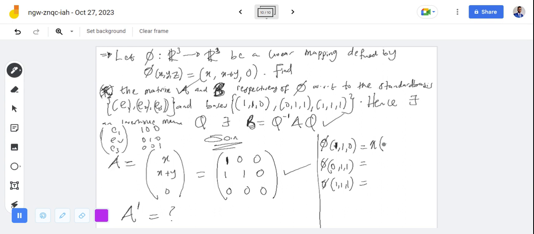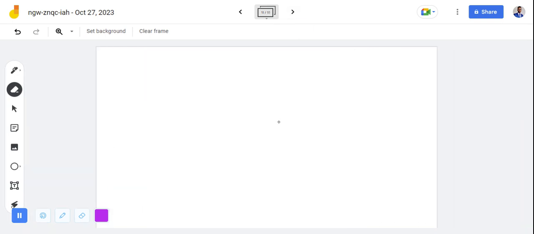E1 now is 100, right? Then plus Y of E2, 010. Then I still have one more again, Z. So I think there is no space. I have to move. Okay, let me just clean the board here. Let me just go straight to the next one.